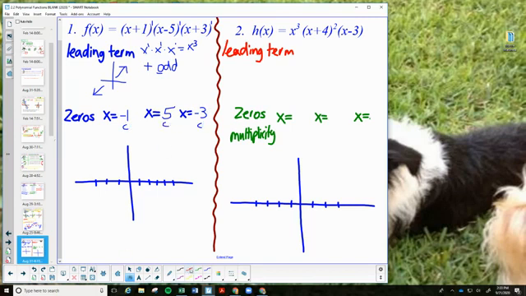So let's do this in a different color. At x is -1, I'm going to cut. Oh, that should be a solid dot. At x is 5, I'm going to cut. And at x is -3, I'm going to cut. Planning my graph, I'm going to start down. So I'm going to start down here and hope that I end up over there. Let's try. So cut, cut, cut.